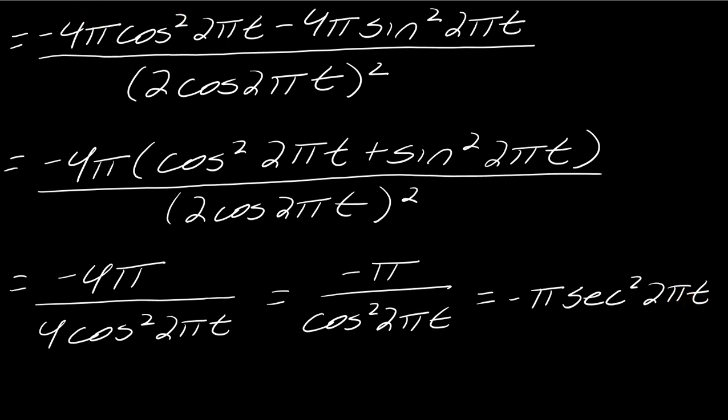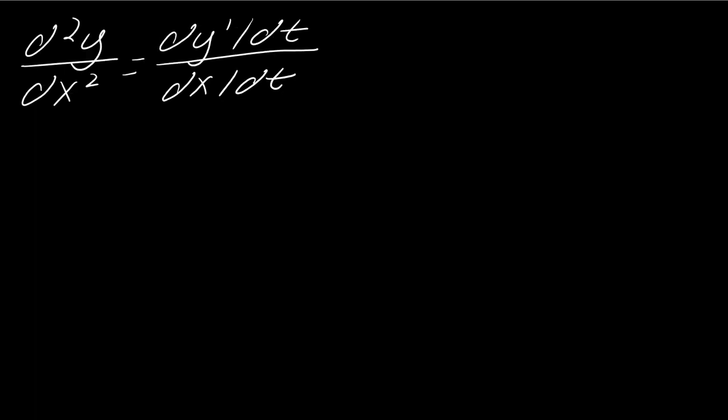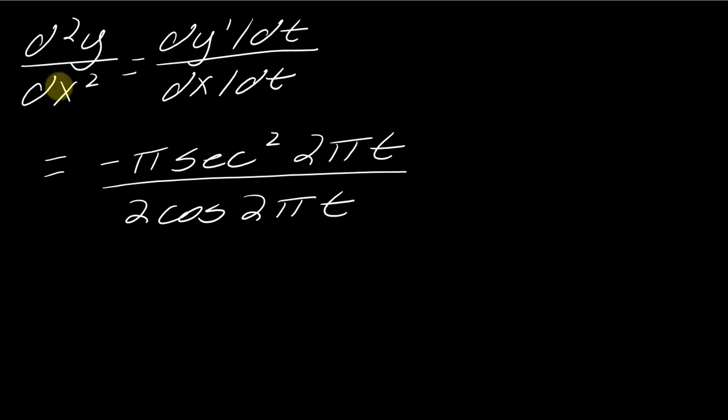Okay, now remember, that was only the first part. So this was the formula, right? It was d squared y over dx squared. So now I've got my dy prime over dt, and I need to still divide that by dx dt. Well, the good news is that now I have the top part.